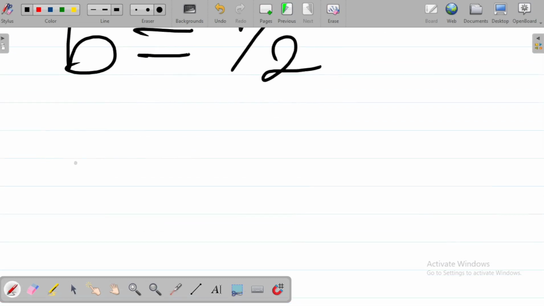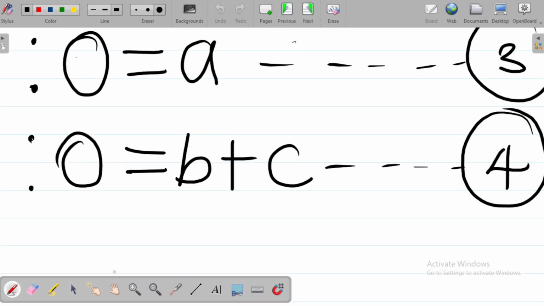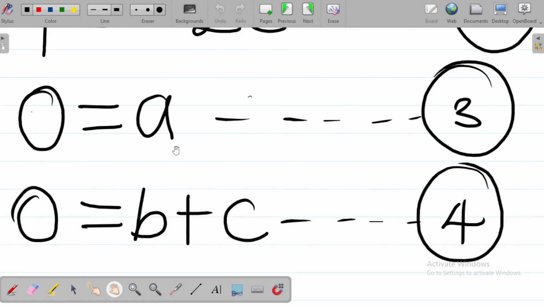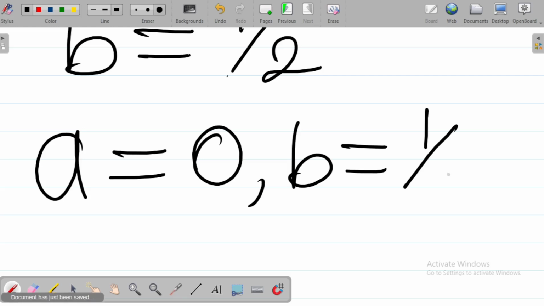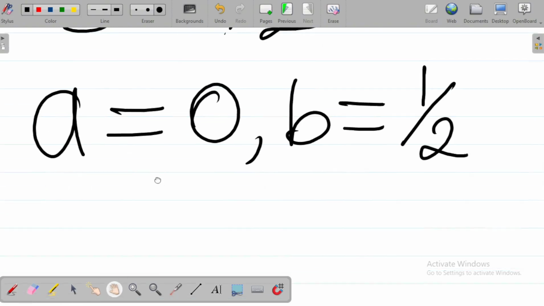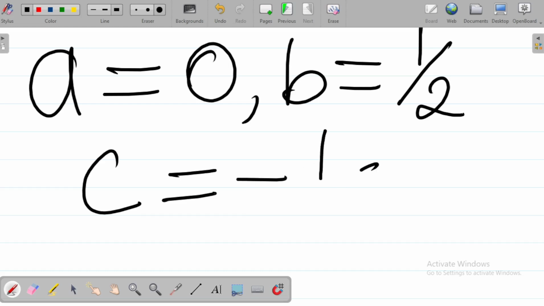From equation 3, a is equal to 0. From equation 3, let's confirm. This is equation 3: 0 equal to a. Therefore, a is equal to 0. So a is equal to 0, b is equal to 1 all over 2, and then c is equal to minus 1 all over 2.